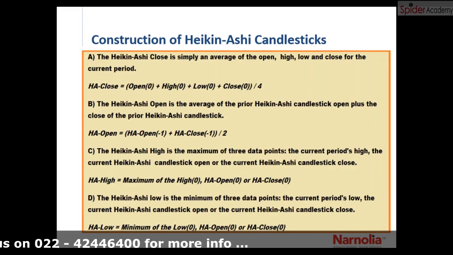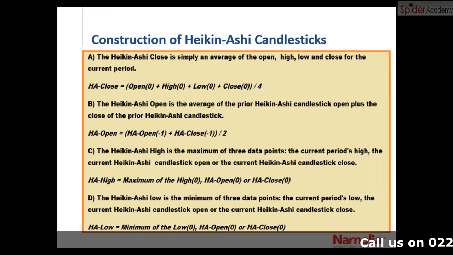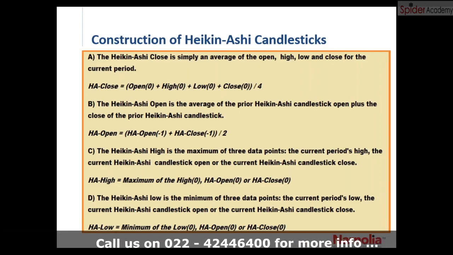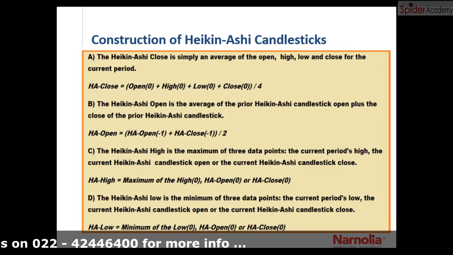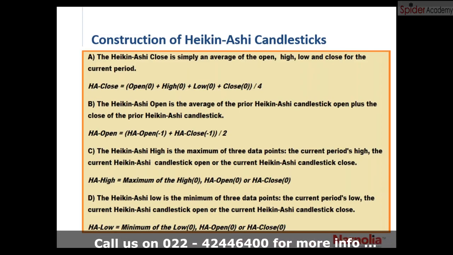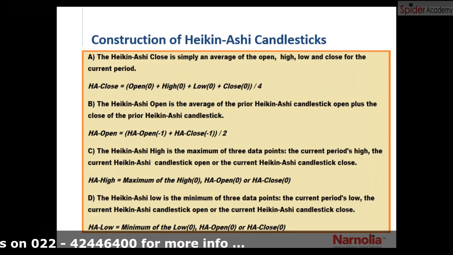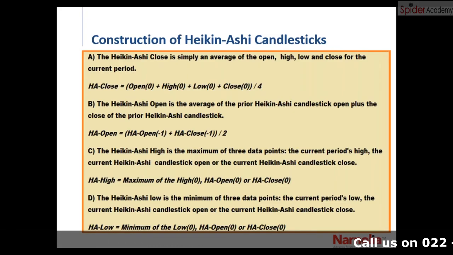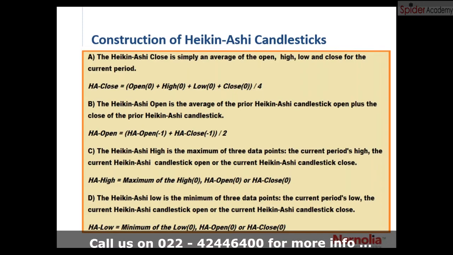Clear? Next, Heikin-Ashi open is the average of the prior Heikin-Ashi candlestick's open plus close. Now, very important, HA open. Earlier we finished with close. Here in HA open, which is Heikin-Ashi open, it is HA open minus 1, the previous Heikin-Ashi candle's open, plus HA close minus 1, the previous Heikin-Ashi candle's close, divided by 2. Means what? Can I say, very simply, the midpoint of the body of the previous Heikin-Ashi candle?